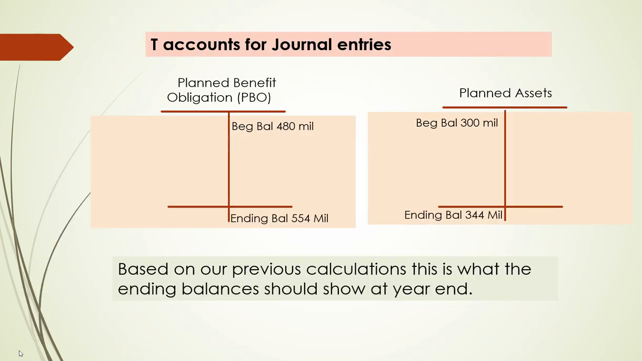Now, the T accounts for our journal entries. For the PBO, we had a beginning balance of 480, and we calculated an ending balance of 554. So our journal entries should give us that ending balance. And for the planned assets, we have a beginning balance of 300, ending balance of 344. So now we're going to go through and do our journal entries.